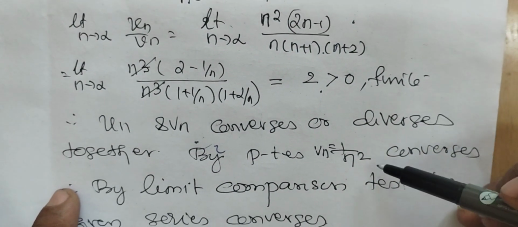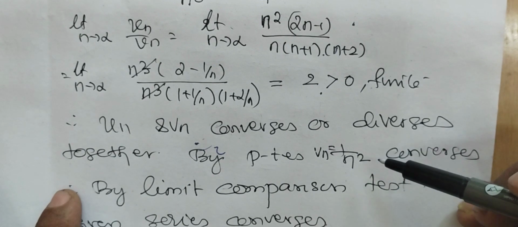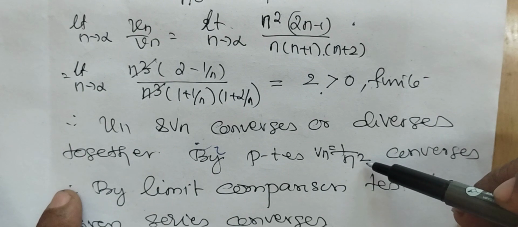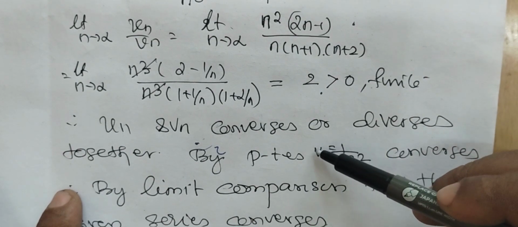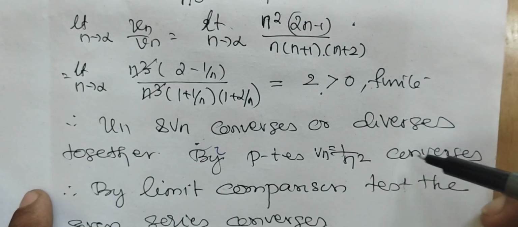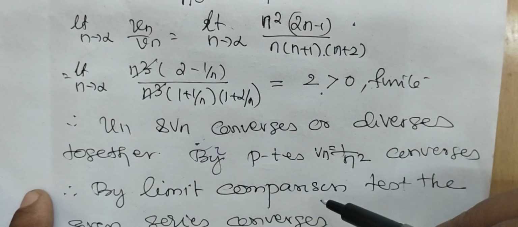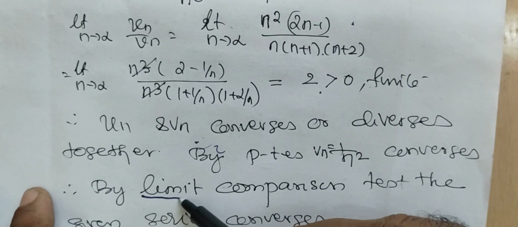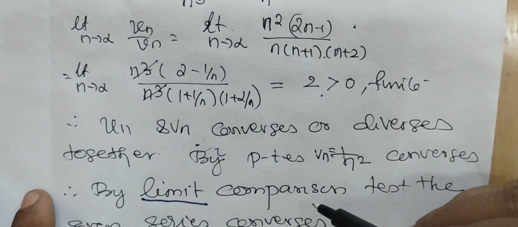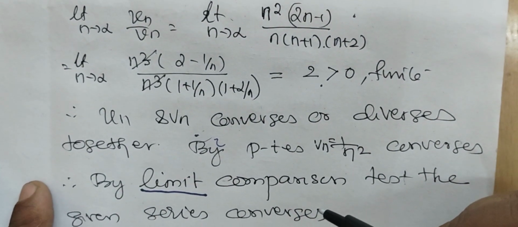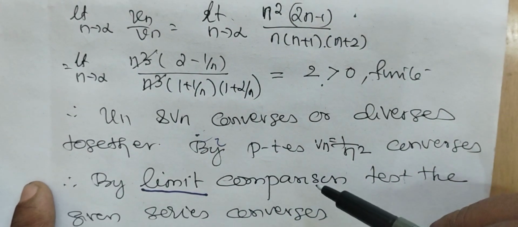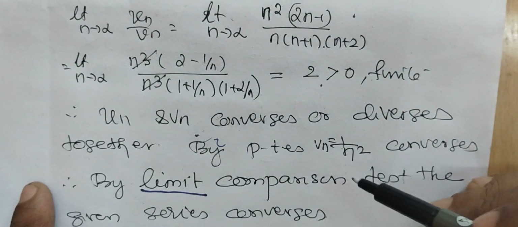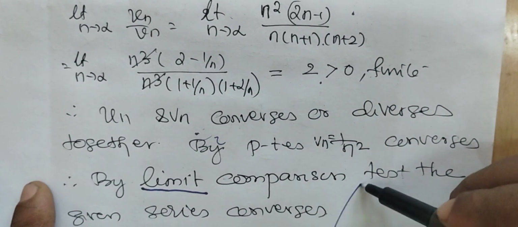By the p test, if p is greater than 1, then the given series converges. That means 2 is greater than 1, so Vn is convergent. If Vn is convergent, by the limit comparison test, the given series converges. So here this word limit is important. There are two tests: one is the comparison test, another is the limit comparison test. Here we use the limit comparison test only. So by the limit comparison test, the given series converges. So this is the answer. Thank you.